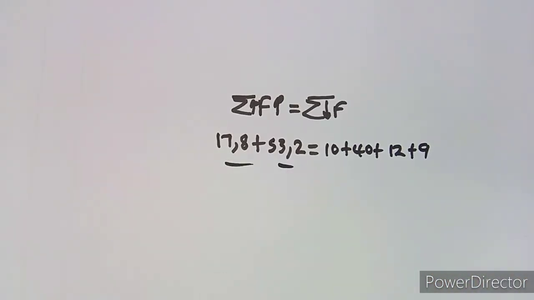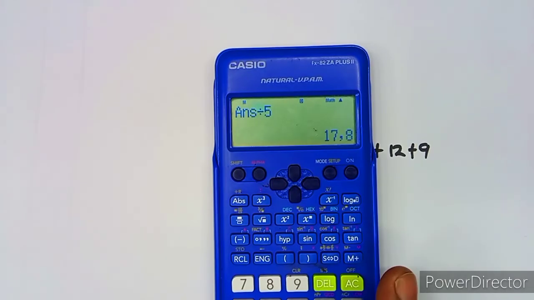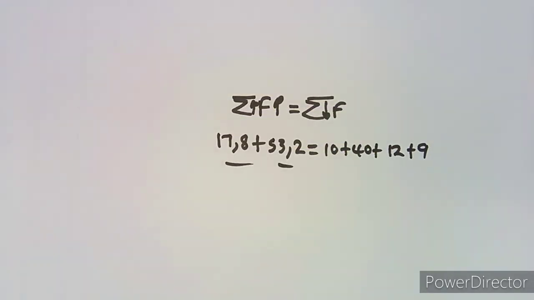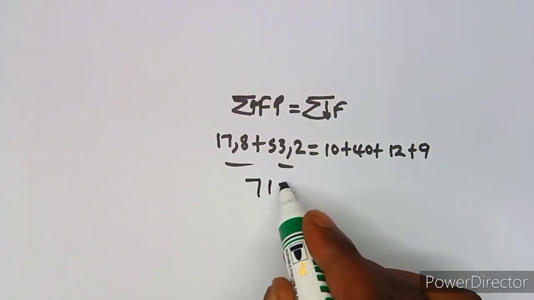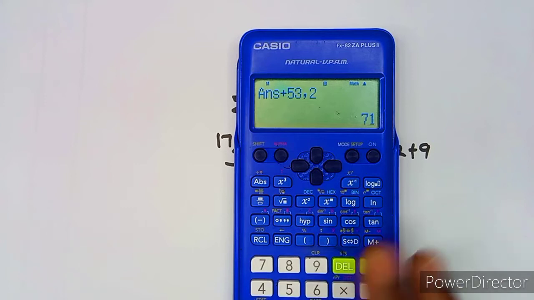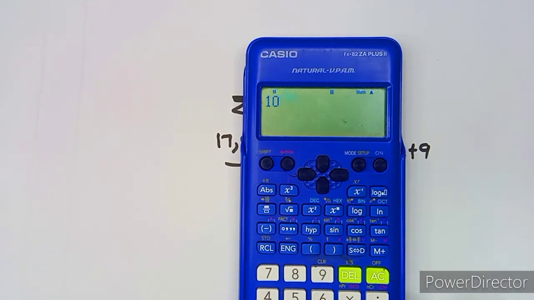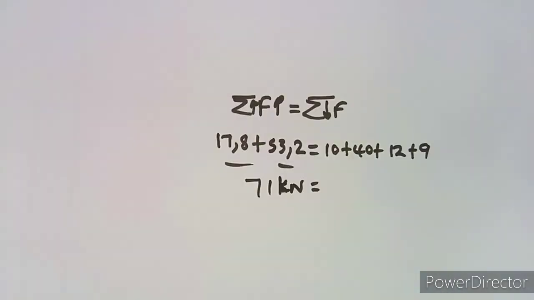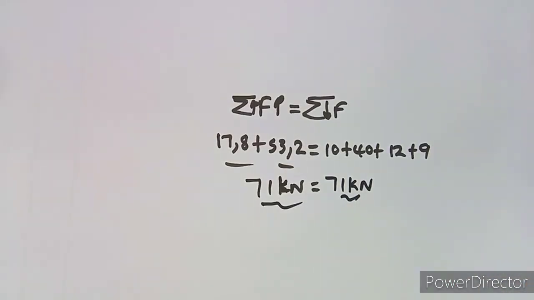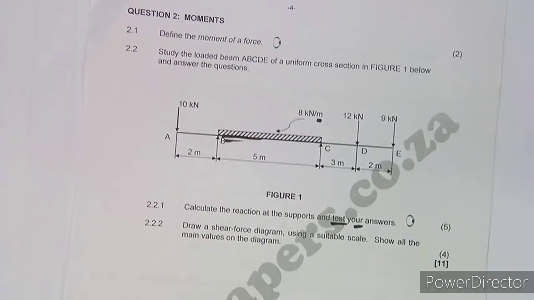Let's add these two first: 17,8 plus 53,2, which is 71 kilonewtons, which is equivalent to when we add those forces together, remember we have 10 plus 40 plus 12 plus 9. This is going to be 71 again, so that's 71 kilonewtons. As you can see, these are actually equal, so that is the proof that we're going to use in this case. Then let's move on to another part.